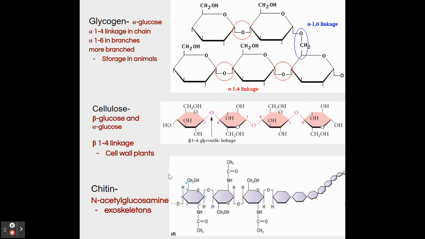Then we have that one that I was talking about with the amino groups. We have chitin, and this is made up of N-acetylglucosamine, which are these molecules right here. So it's a glucosamine molecule attached to an amine group, with a carbonyl or a ketone here. This is made for exoskeletons of, say, ants or other insects. So this is what that is made up of.